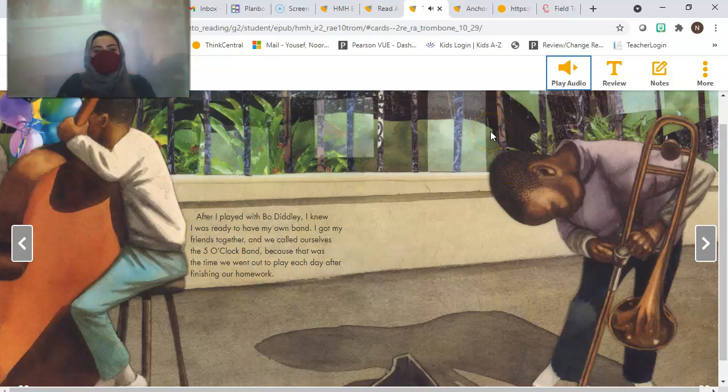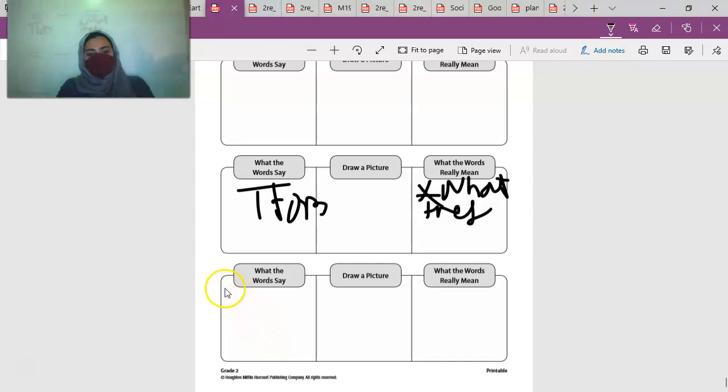So what did they call them? The 5 o'clock band. So what the story says is 5 o'clock band. So right here, in the last box, you're going to write 5 o'clock band.